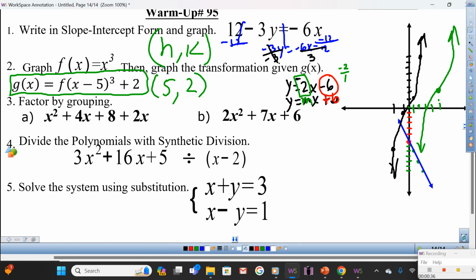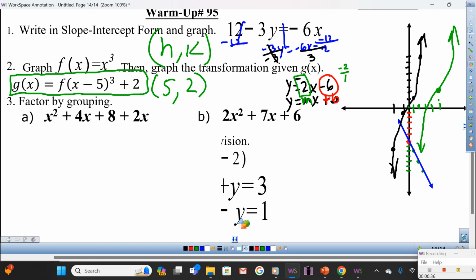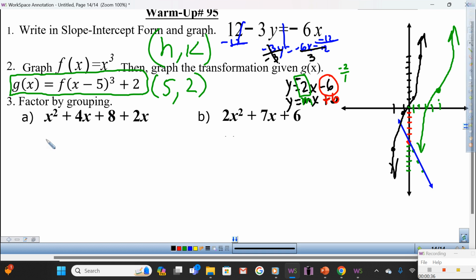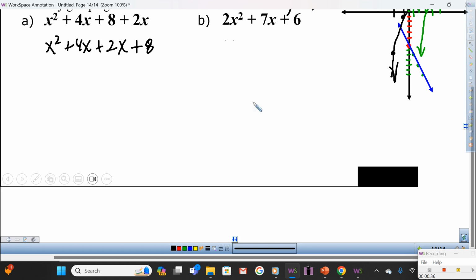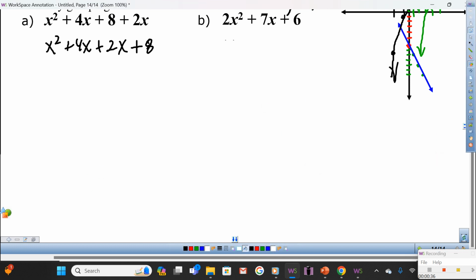Number 3, factor by grouping. And I'm going over this a little bit more expeditiously because we have to get to the lesson, and today we're moving on. Step 1, standard form. Is this in standard form? No. x squared plus 4x plus 2x plus 8. Now it's in standard form. What's the second thing we check for? Martin. GCF, is there a GCF, anyone? Nope.